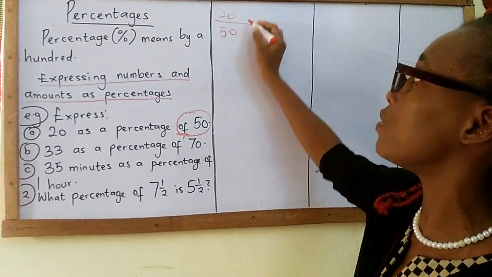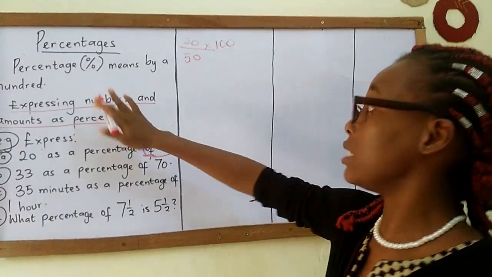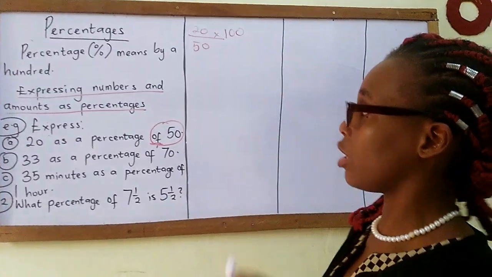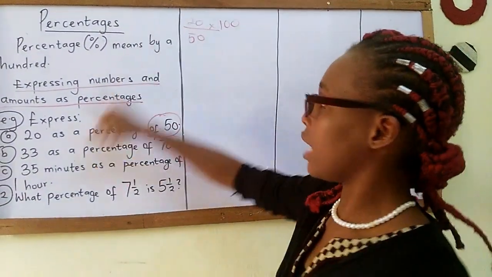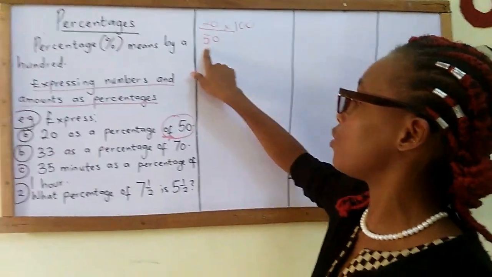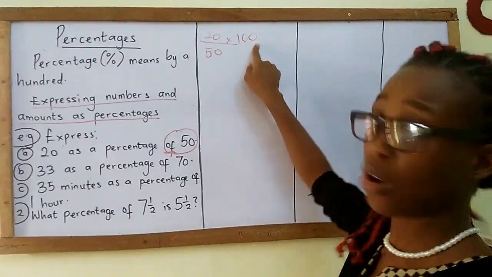So 20 over 50 times 100. I said 100 has to do with percentage, and percentage has to do with 100. How did I get this 20? That's the question: 20 as a percentage of 50. Of 50, that is, 20 is owned by 50, then times 100.